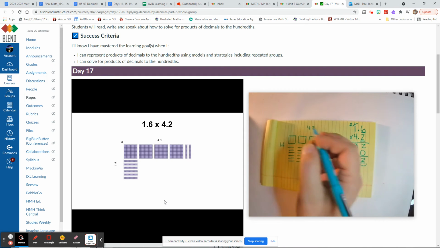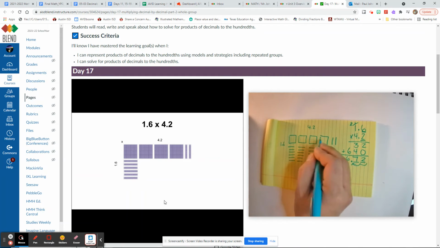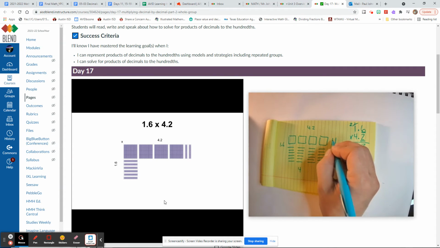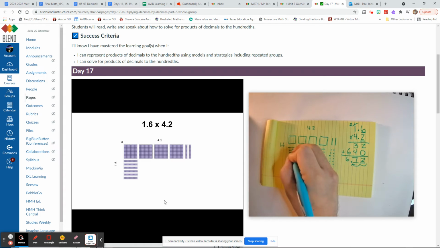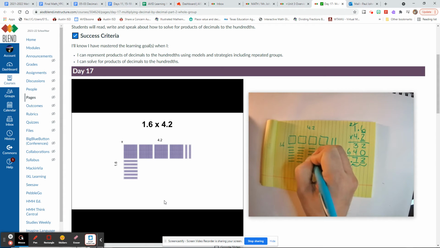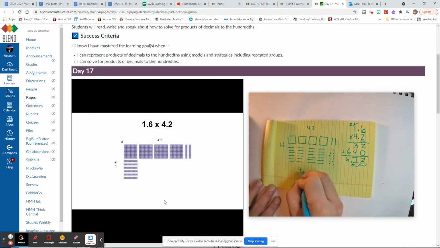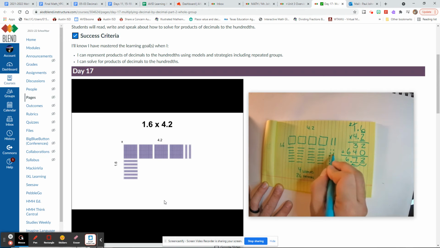All right, so once again, let's count our wholes. 1, 2, 3, 4 wholes. All right. Let's count our tenths. We have 1, 2, 3, 4, 5, 6, 7, 8, 9, 10, 11, 12, 13, 14, 15, 16, 17, 18, 19, 20, 21, 22, 23, 24, 25, 26. 26 tenths. We have 4 wholes, 26 tenths. And then 2, 4, 6, 8, 10, 12 hundredths.